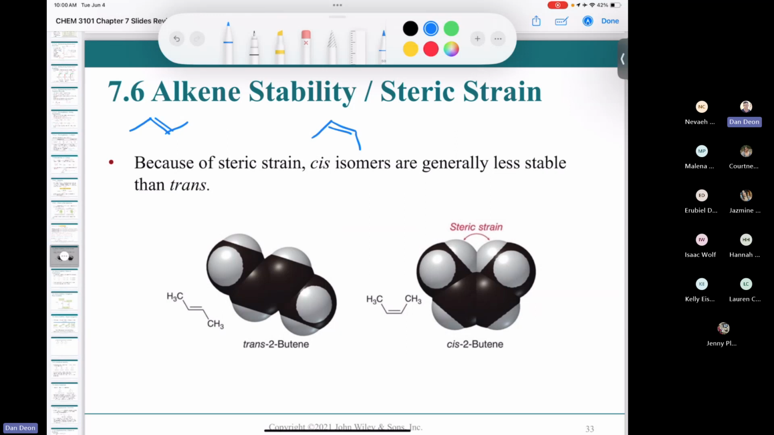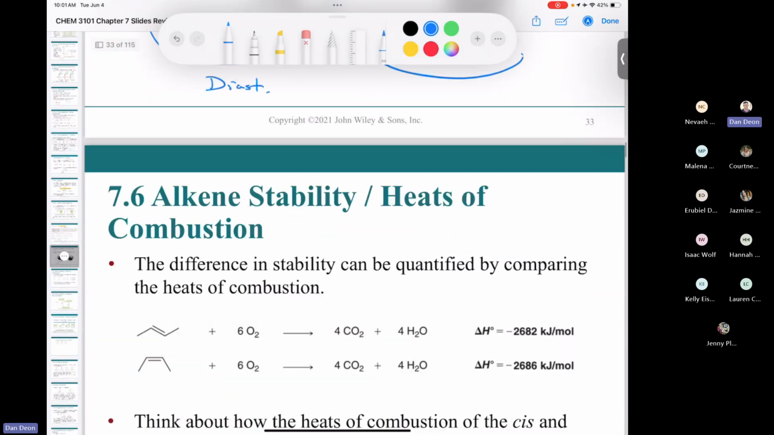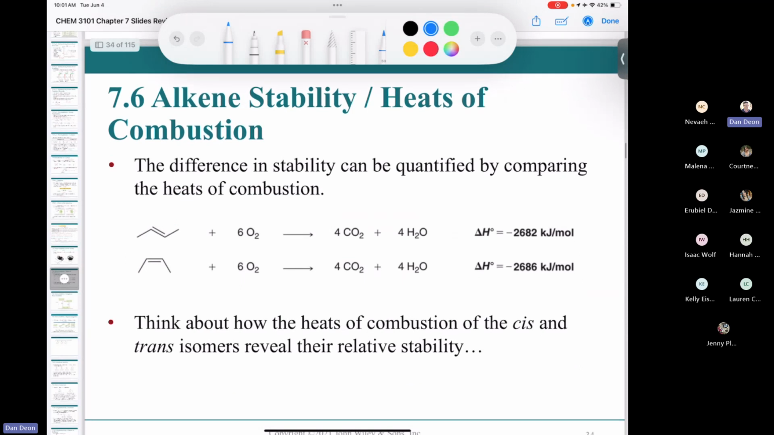And you can see why. It's because you have the two groups close to each other, and that causes steric strain. In the trans isomer, we don't see that. Okay, keep in mind that these are diastereomers. Anyhow, it turns out that you can actually see a difference in the relative energies of the trans 2-butene and the cis 2-butene. So this is the trans, this is the cis. And you can see the trans actually releases a little less heat, okay, 4 kilojoules per mole less.